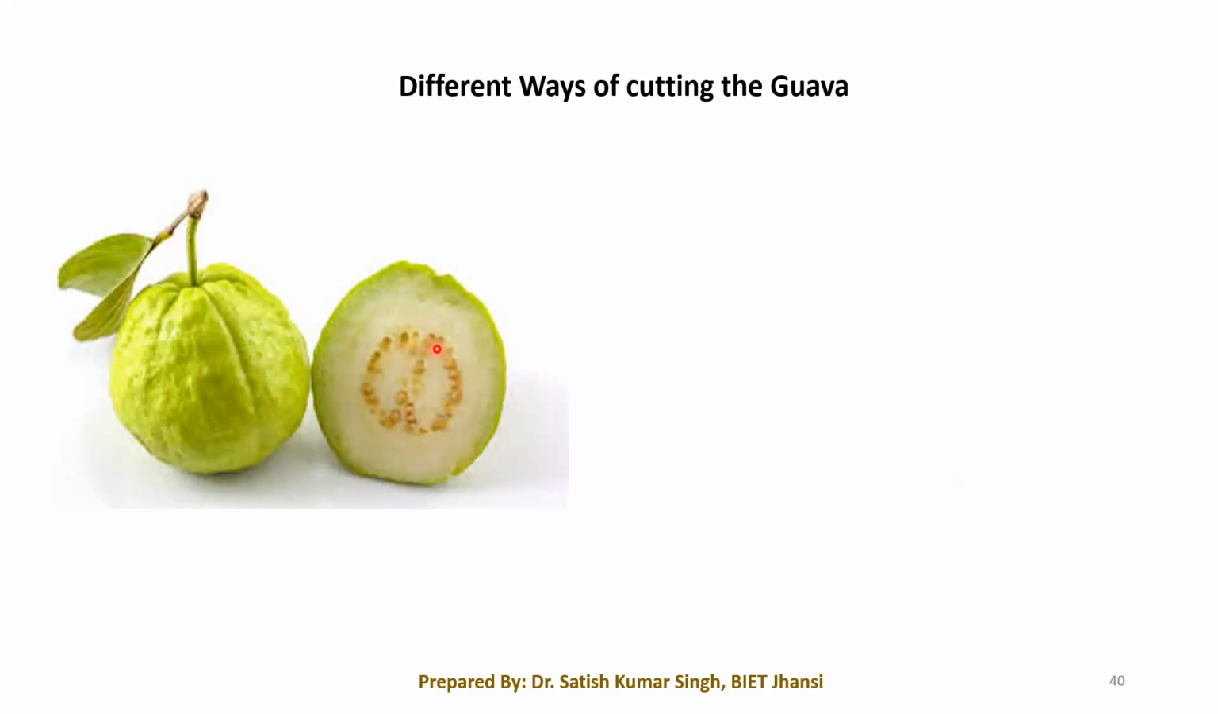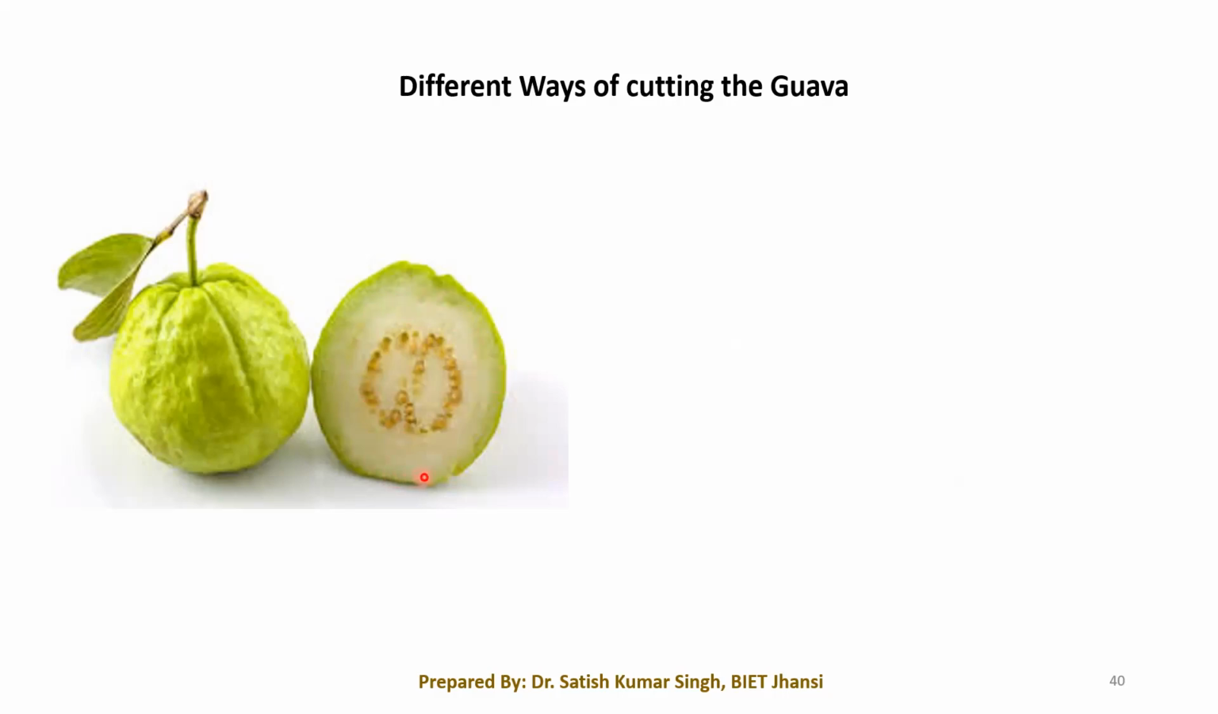Okay, it has a particular orientation, a particular pattern of the seeds. Now let me ask you: if I had cut this guava in the horizontal direction like this, then what would be the number of seeds that is going to be exposed, and what will be the pattern of the seeds?